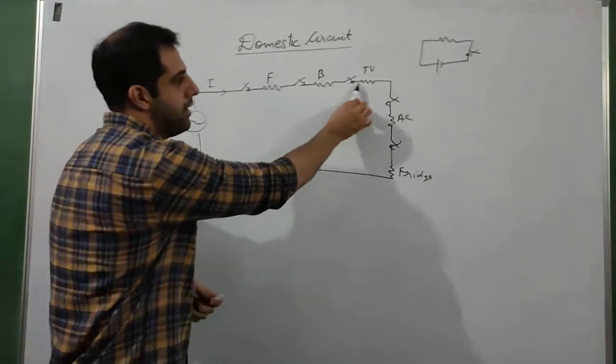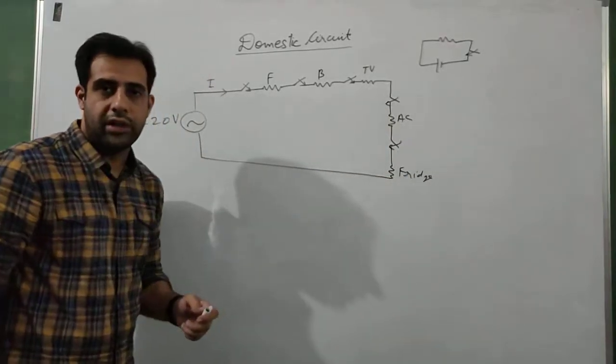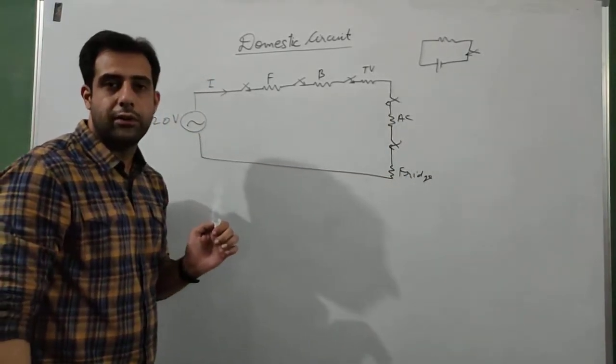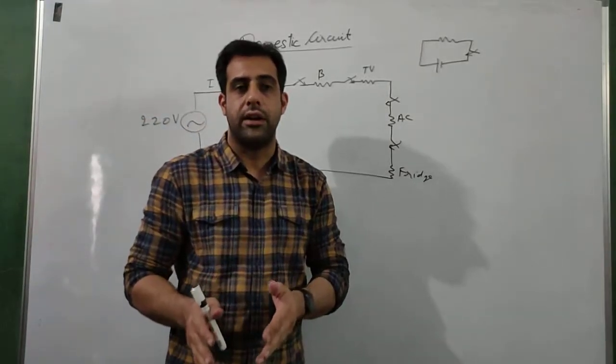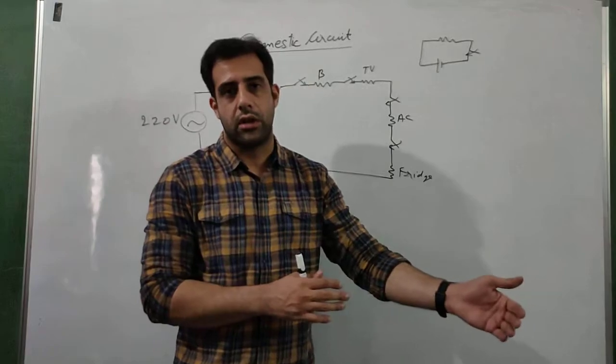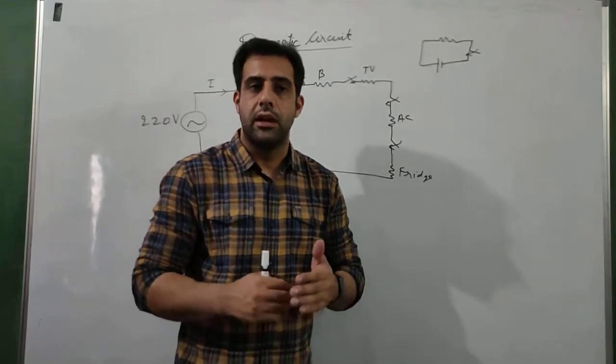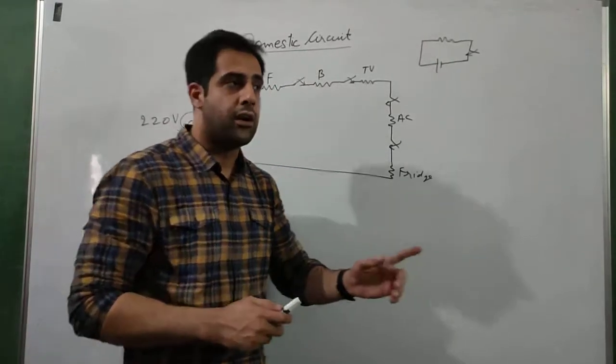So the same amount of current is going to flow through all the resistors. But what about the potential difference? We know that in a series circuit the potential difference is different for each resistor. According to the value of resistance, the potential difference will be different.